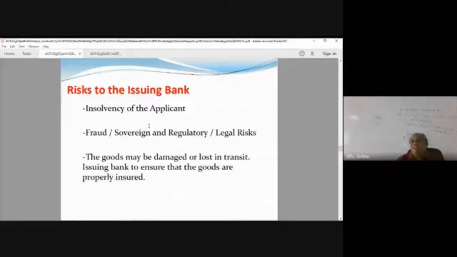CIF, who has to claim? Buyer. Buyer, not the seller. The seller's responsibility is to get the insurance, right? But the buyer has to do the claiming.